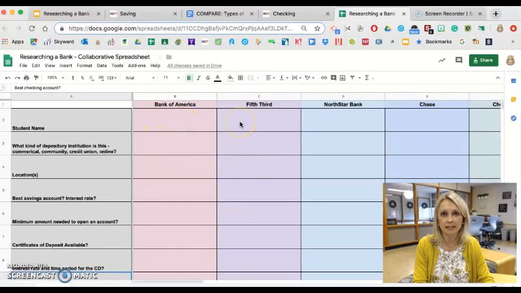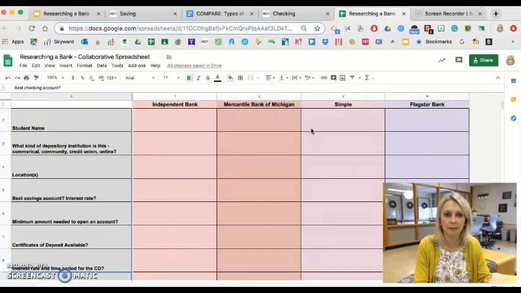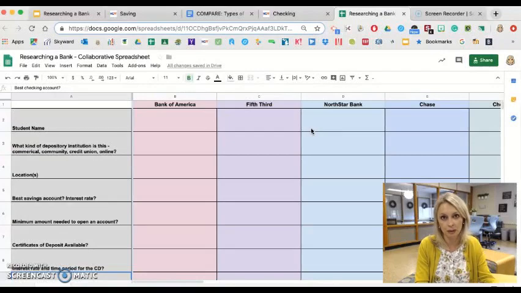So I've taken banks that are within our area. I'm in the state of Michigan. So I took banks in popular college towns. And then I also added some credit unions, and also some that are exclusively online banks. And what I've done in the past is I've assigned each student a bank, and then they do some research on their own, and we share the information in this collaborative spreadsheet.